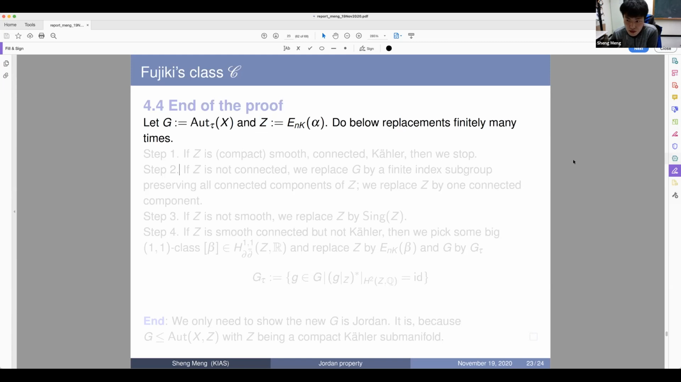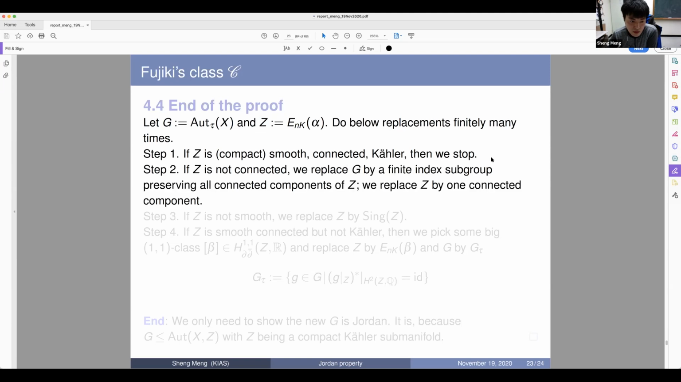First, if Z is a compact smooth connected Kähler manifold, then we do nothing. We stop. If Z is not connected, then we replace G by a finite index subgroup preserving all connected components of Z, and replace Z by an arbitrary one connected component. And if Z is not smooth, then we do not do resolution here. We simply replace Z by the singular locus of Z.